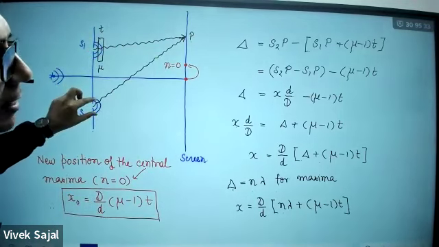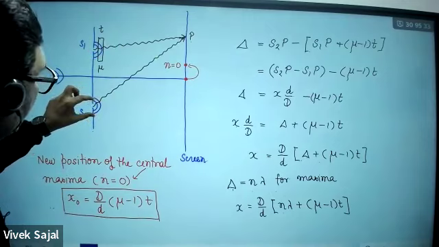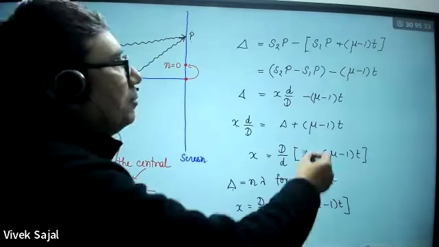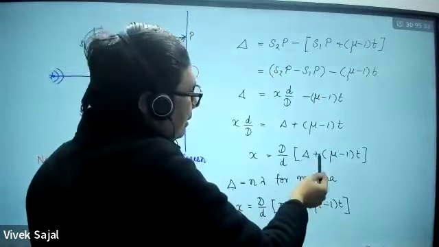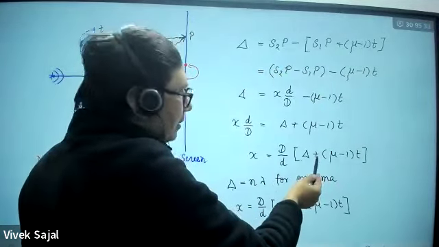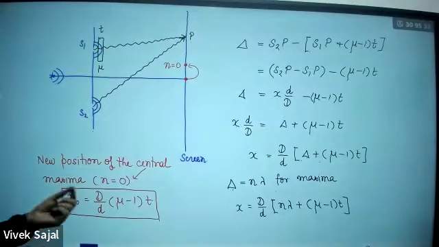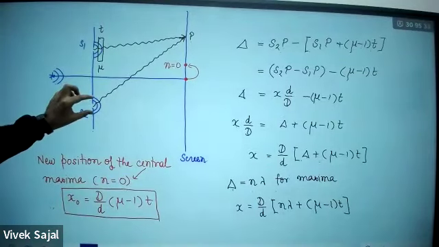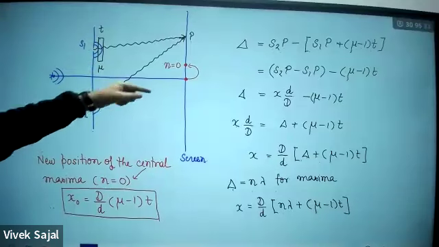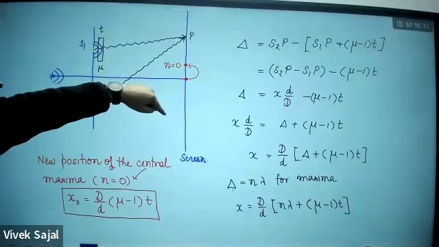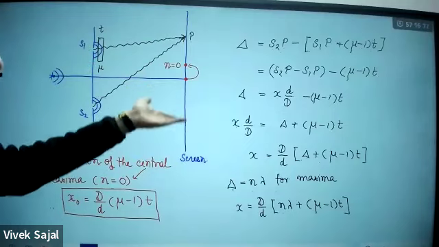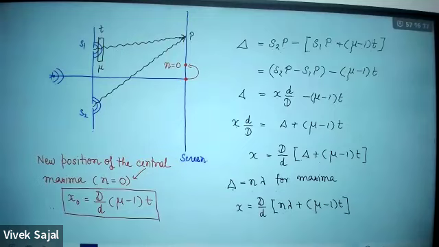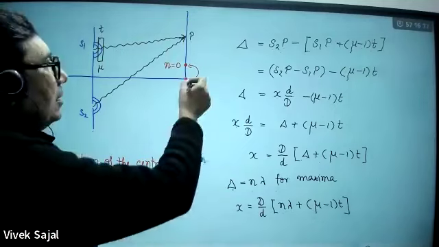If you are introducing a glass plate here, then remember this mu minus 1 t will be with S2P. In that case, you are going to get a minus sign here, and this x naught will be with a minus sign. So if you are introducing the glass plate in front of S2 in place of S1, then the shift will be in the downward direction. So your interference pattern will shift in the upward direction.